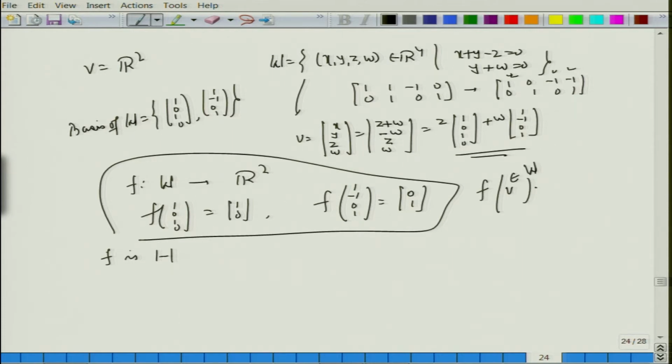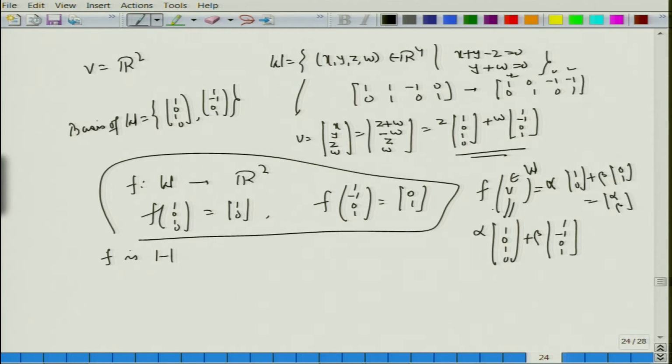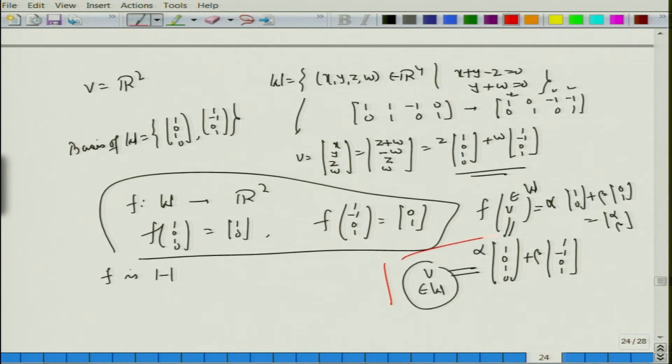So, any v here is some alpha times (1, 0, 1, 0) plus beta times (1, -1, 0, 1). Any v is of this form. So, I define f of v as alpha times (1, 0) plus beta times (0, 1), which is (alpha, beta). Is that okay? So, for every v belonging to W, I write v as this. Is that okay? That is important. I am writing this first using linear combination from the basis, and then I am taking the maps.